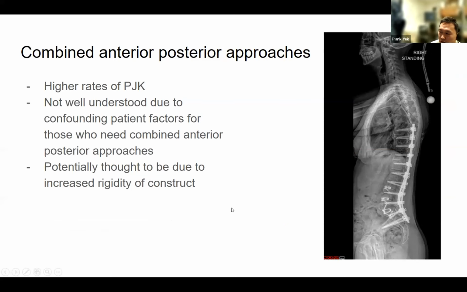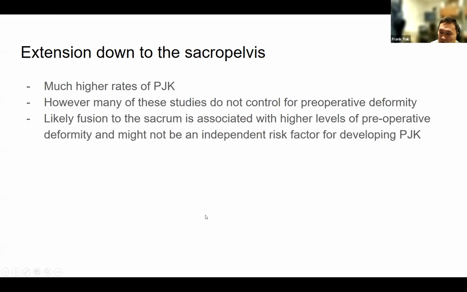Combined anterior posterior approaches, really, there's no way to avoid it. Sometimes the patients need front-back surgery, but they are definitely associated with higher rates of PJK. This is not that well understood due to confounding patient factors. For those who actually need anterior posterior approaches, they may just require more surgery. And the theory is that it's potentially due to the increased construct rigidity that causes the PJK.